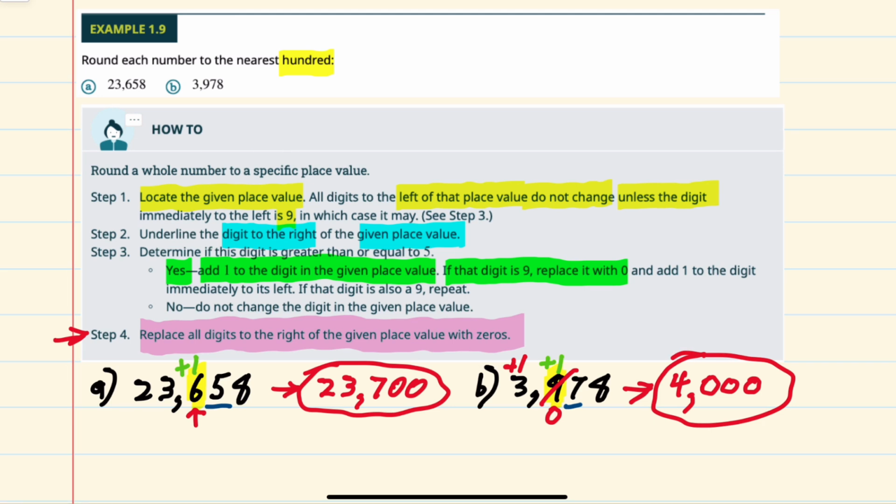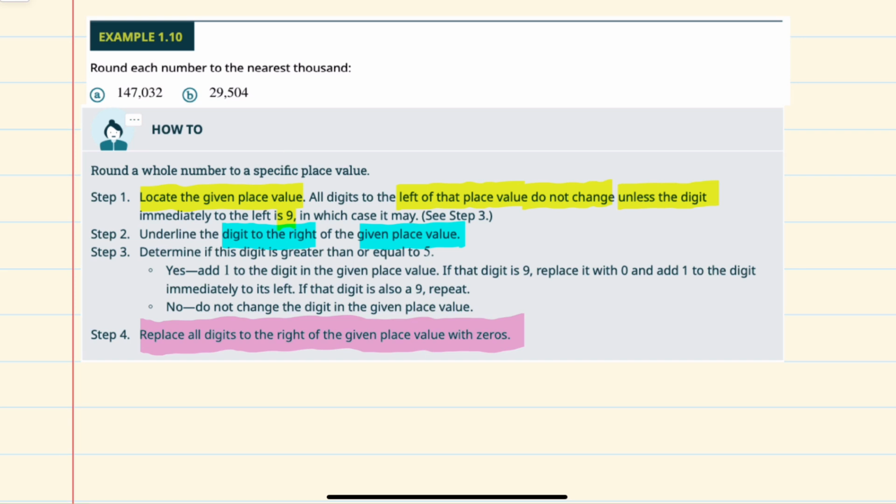And we have one more example. In this last example, we have two parts. First, in A, our number is 147,032. And in step 1, locating the given place value, we're rounding now to the nearest 1,000. So the 1,000 place value, we have a 7. Step 2, underlining the digit to the right, which is a 0.